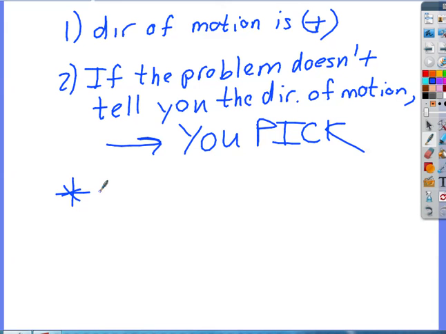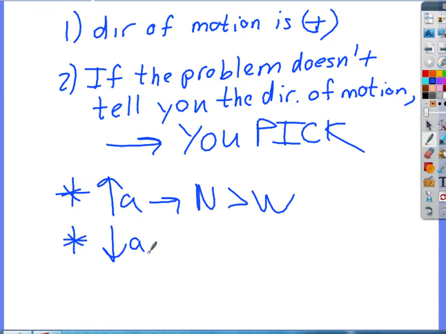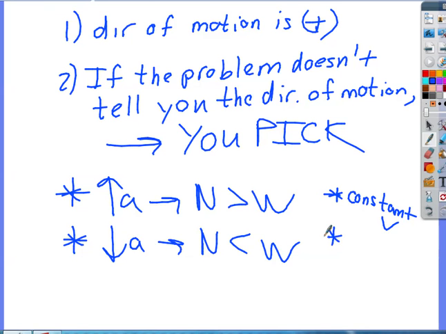Some other trends that you saw: when you accelerate upwards, the normal will be greater than the weight. When you accelerate downwards, the normal will be less than the weight, regardless if the elevator is going up or down. It's all about the acceleration that determines those things. For you to discover would be what happens at constant velocity and what happens if you fall at 9.8 or fall at 10 meters per second squared. What will happen to your normal? What will the normal and weight be at constant velocity? So those are two things you'll discover while practicing some of the problems.